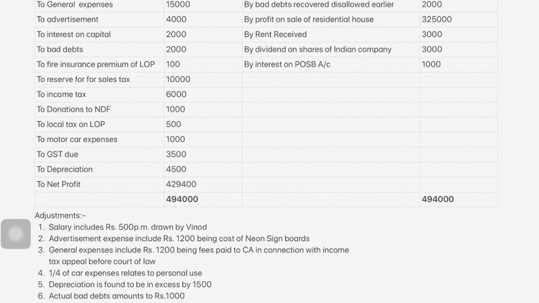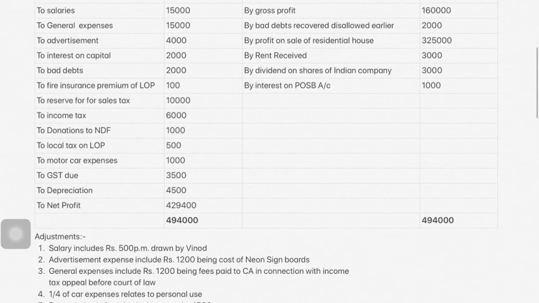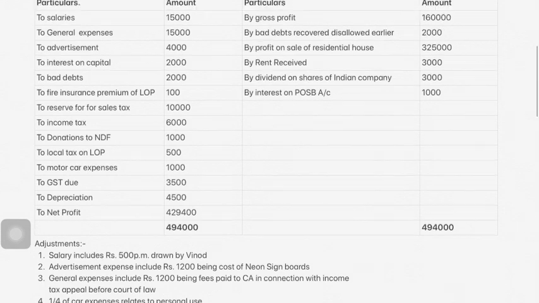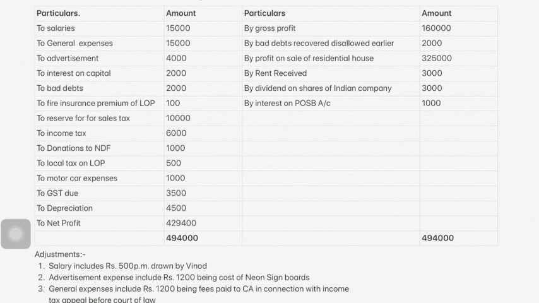Correct? So 500 into 12 months is 6000. So the salary of 6000 which he is paying himself, you are not supposed to show it in the P&L account. It will be in his capital account, drawings. It is a drawing. You cannot pay salary to yourself, so it is not an expense. So this 6000 you have to take out from your P&L account.